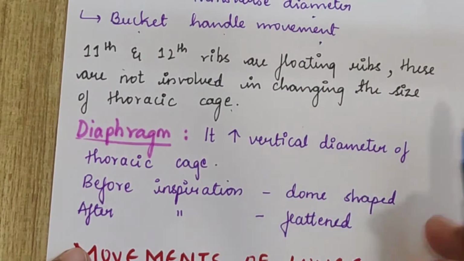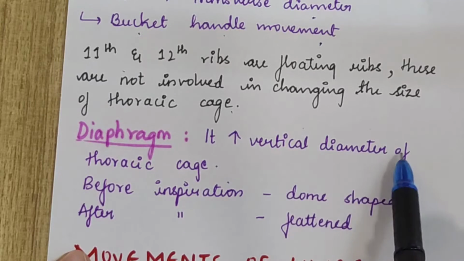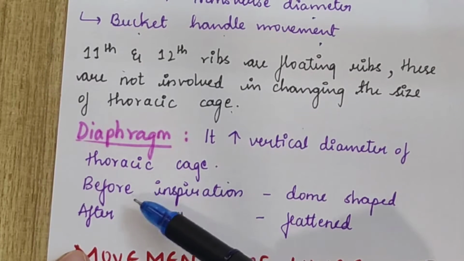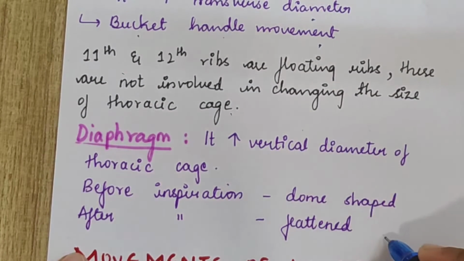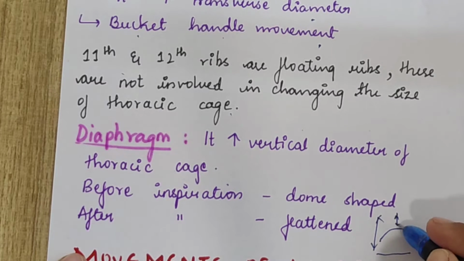Now the diaphragm, it increases the vertical diameter of the thoracic cage. It is, as we all know, dome shaped. If it flattens, it will cause more vertical height. If it is forming the dome, the height is less.